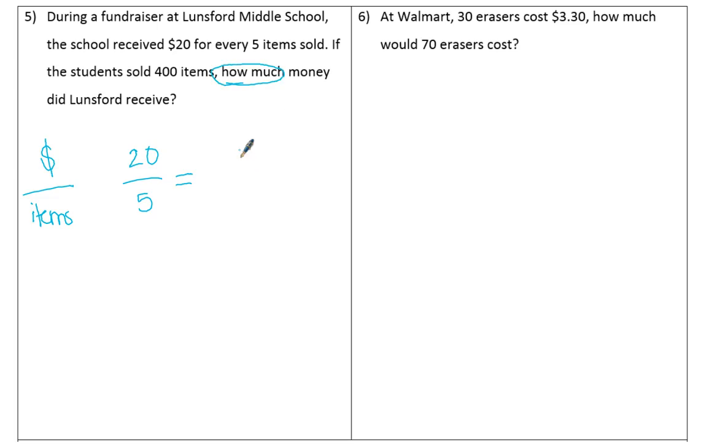That's what we're looking for. So money needs to be our variable here. X over, says we sold 400 items, so we're going to put x over 400. There's our proportion of money over items.